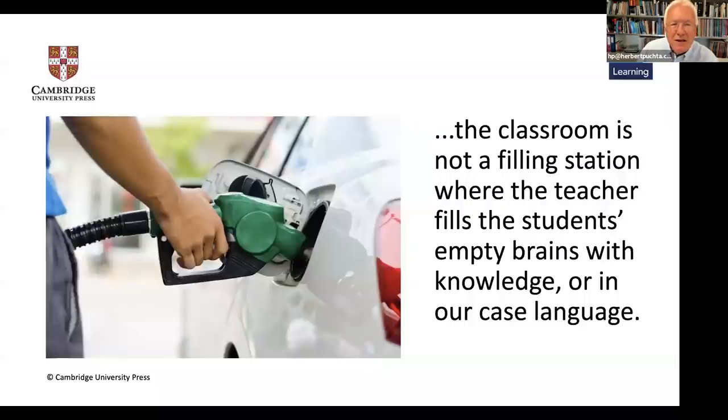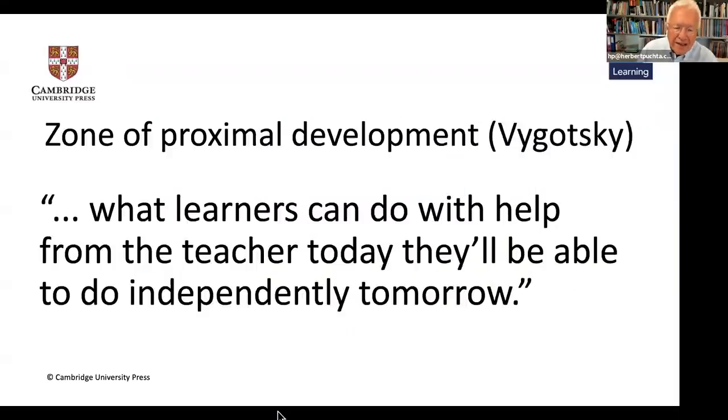It's in many ways, the classroom, that is, what Vygotsky calls a zone of proximal development, where the teacher is confident that what learners can do today with help from the teacher, they'll be able to do independently tomorrow. In this particular case, of course, proximal means close to success. So the teacher facilitates, scaffolds the students getting on to the next stage in their development. So we're talking about this kind of nudging or scaffolding.